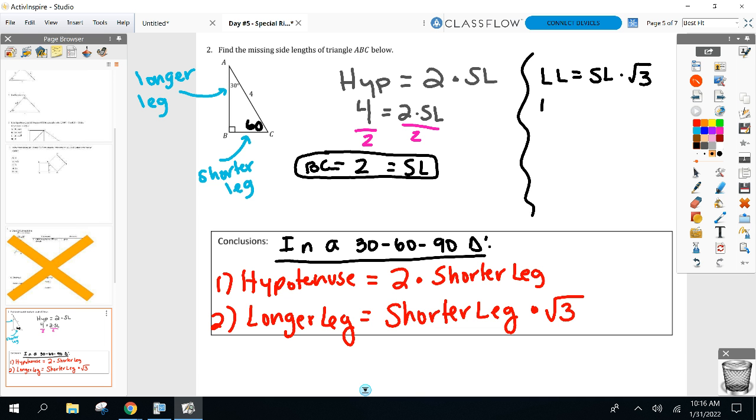Okay, longer leg. What was my shorter leg we just found? 2 times radical 3. Can I do anything with those? No. Just put them together. I don't want a decimal. So your longer leg is 2 radical 3. And what side did we call the longer leg? AB. There you go. So that's how we're going to start using these rules. So this was 2, and this was 2 radical 3.